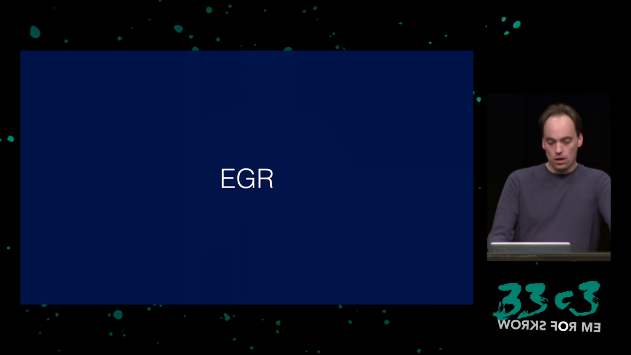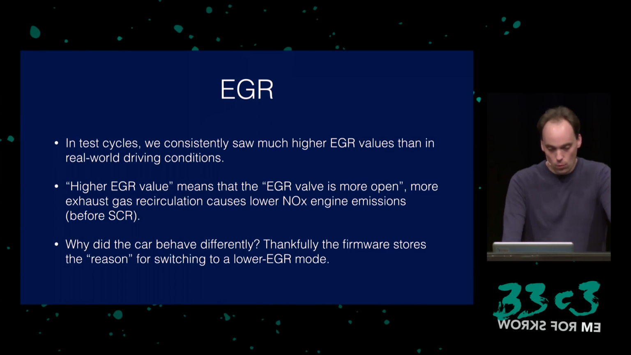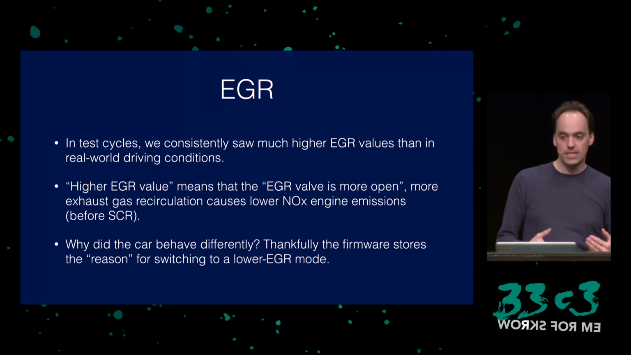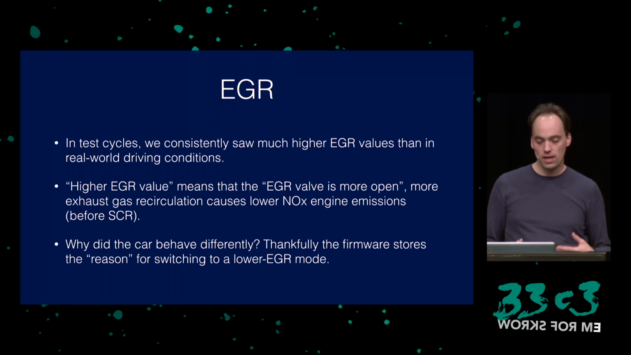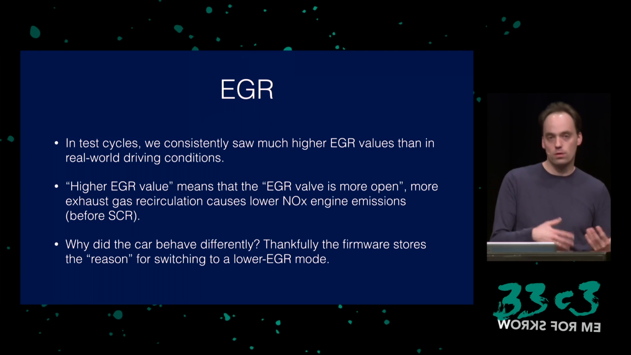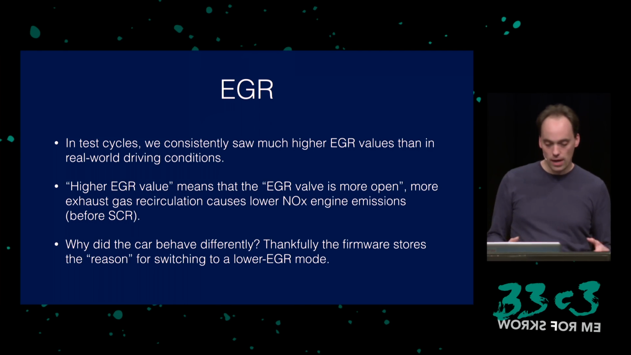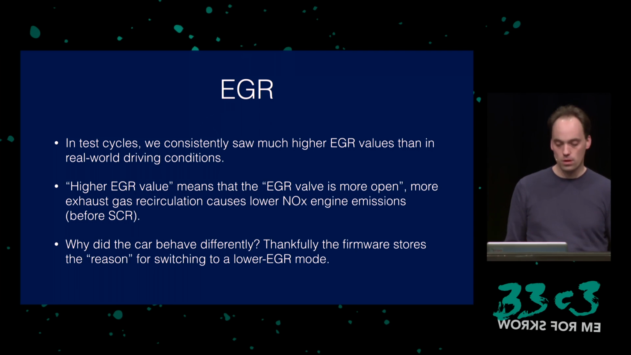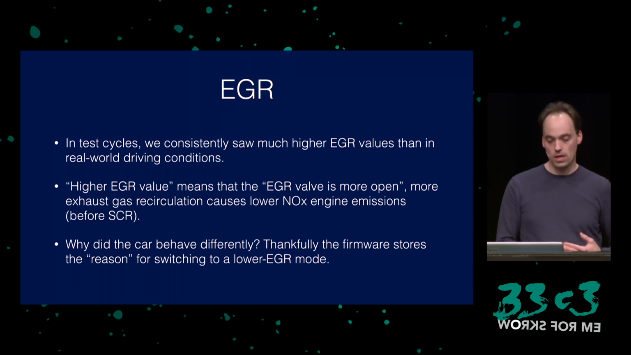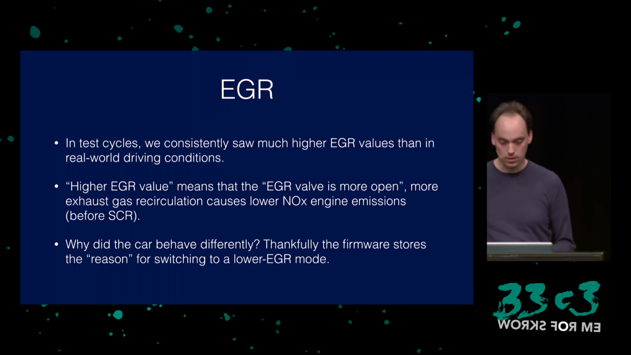So far, we looked at SCR. Let's look at EGR. What we saw was that when we drove the car during the test cycle, so we put it in the lab and drove the test cycle, we consistently saw much higher EGR values compared to driving on a street, compared to all kinds of scenarios that we drove on a street. Higher EGR value here means that the EGR valve that I showed you earlier is more open, so more exhaust gas recirculates to the engine. It causes lower NOx emissions before the SCR catalyst.